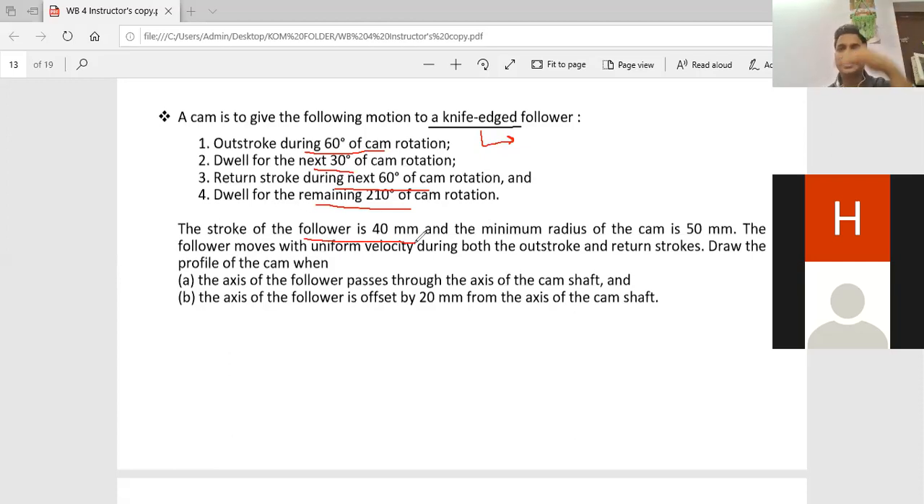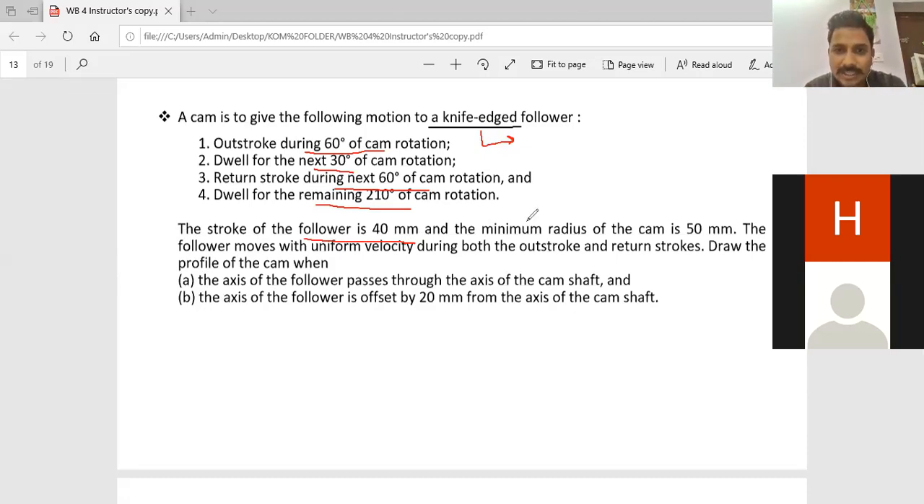Correct, that is the maximum travel that the piston can make. It is called the stroke. Similarly, stroke in a follower means the maximum distance that the follower can travel. That is 0 to 40 mm. 40 mm is the maximum lift, or the maximum distance the follower can be lifted.